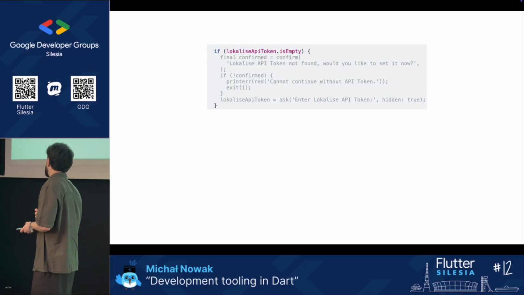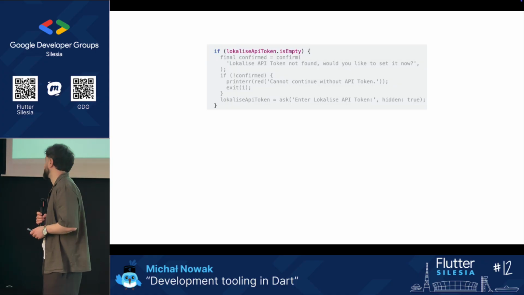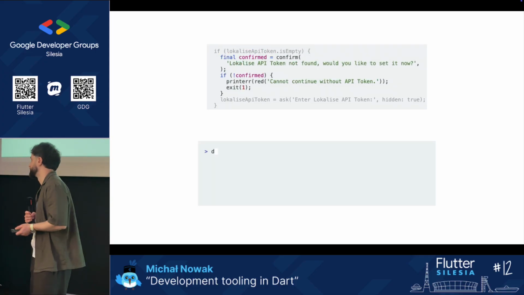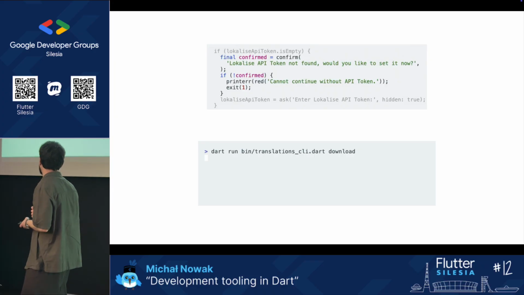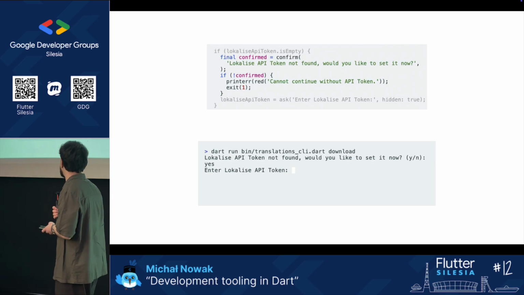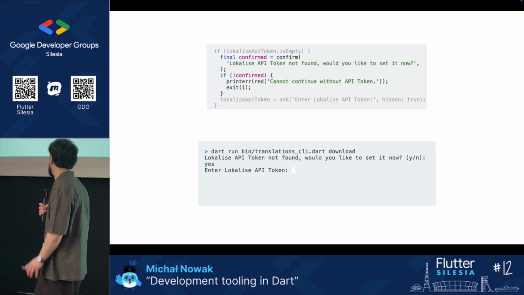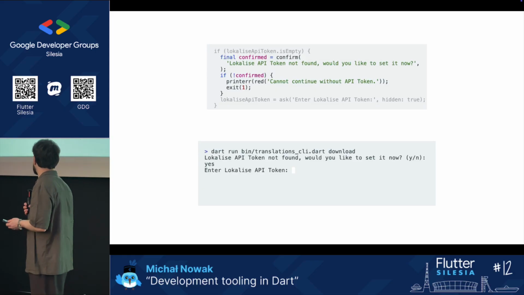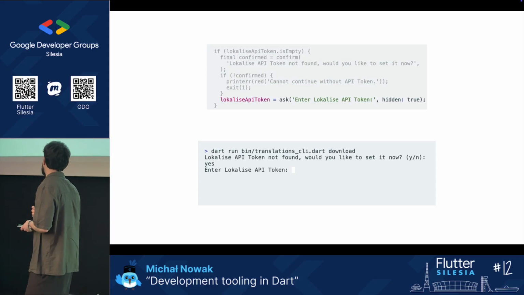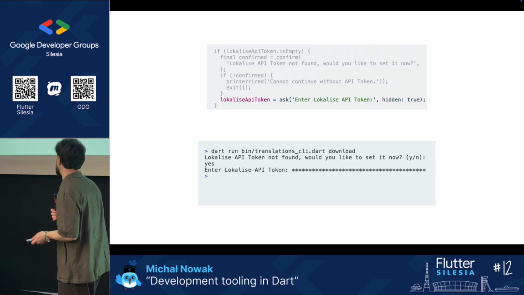Like for example, the case when the user won't set the API token. Instead of just failing the script at the beginning, we could ask him to provide that, if he wants to, obviously. So we can just use the confirm method from the package, which already has handling for that yes and no selection. And then if the user decides to, we can ask him for the token and also specify if this value should be hidden or not.